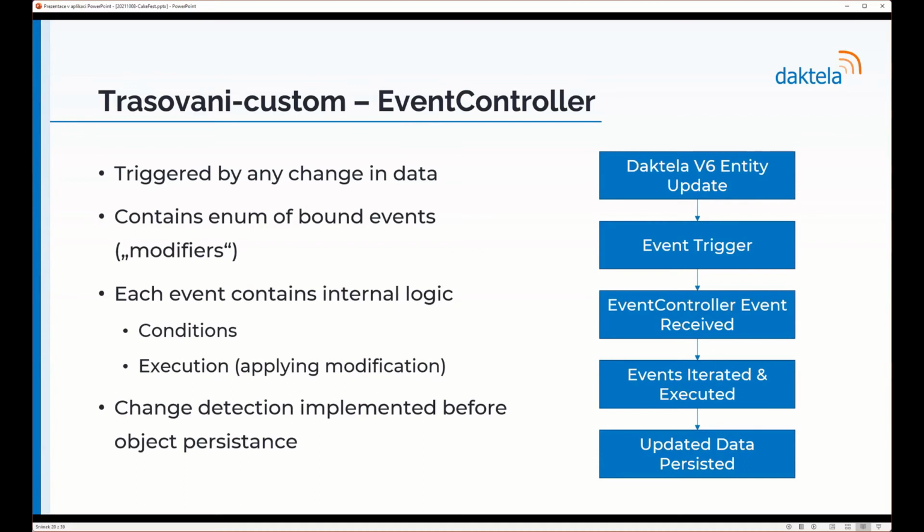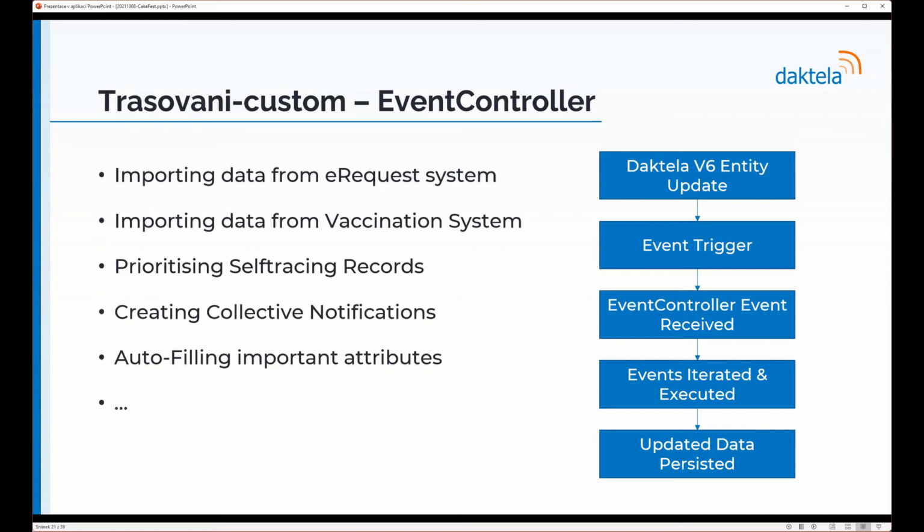As I said, each event contains internal logic, it contains conditions and the execution contains the modification application. And one very important thing to lower the rate of data that is written to the database is that we've implemented change detection before the object is persisted into the database. So whenever no change occurs, we don't do the persistent actions, for example. So, for example, these events would be that you would want to import data from the e-request system, from the vaccination system. You would want to prioritize some records, for example. You would want to create collective notifications. You would want to autofill important attributes, etc.